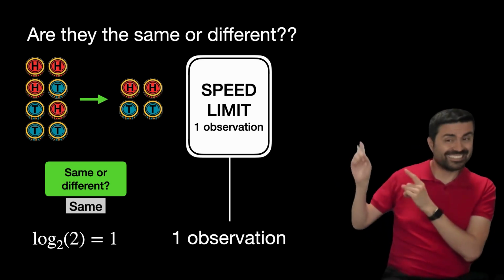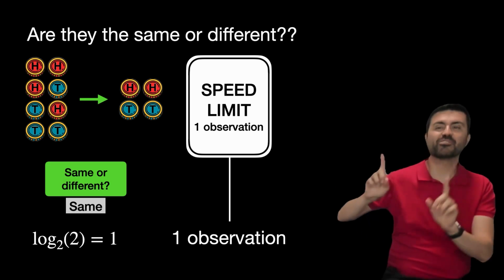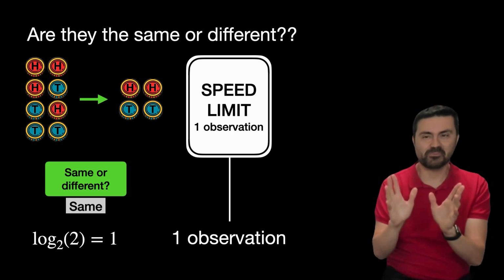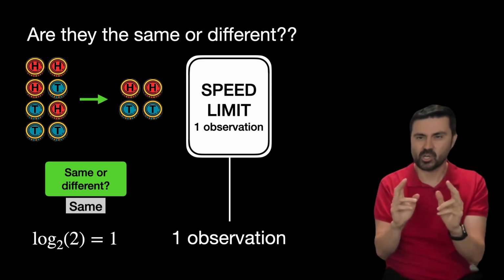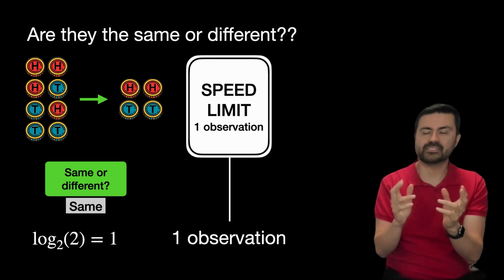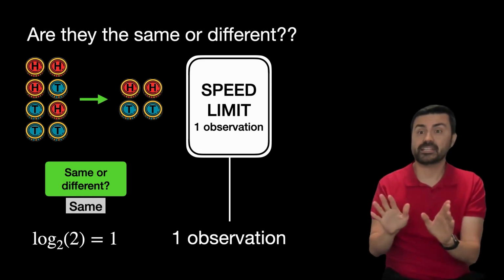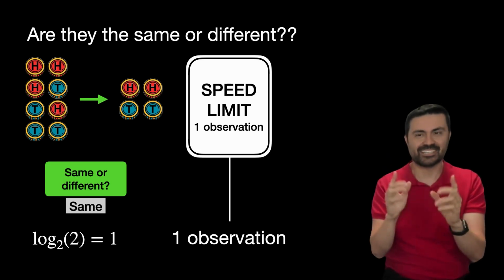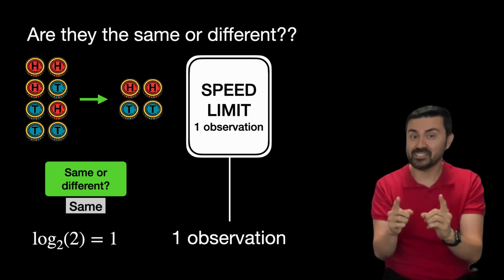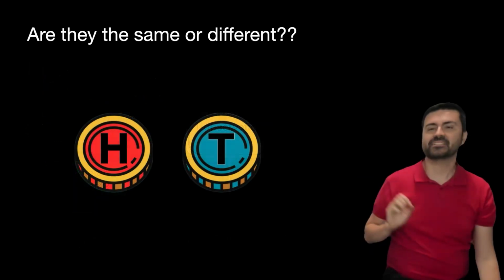Now the question is, is this speed limit reachable? And I want to encourage you to think about it. So if you want to pause the video and think about how you would design an experiment where you could flip 2 coins and with one observation be able to find out if they're showing the same face or different face. And the hint is we may need to go to a different sense. We may not be able to get this by looking, but by hearing. So let's imagine this experiment.